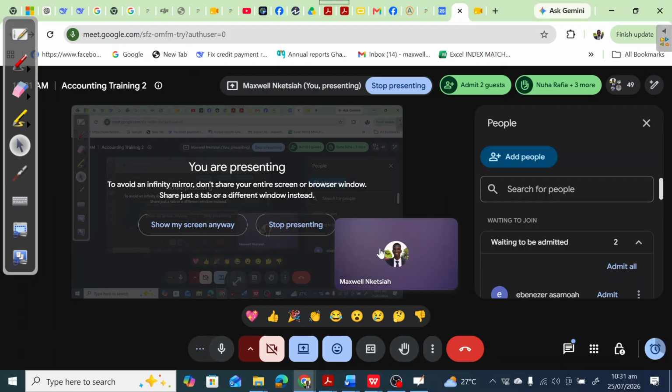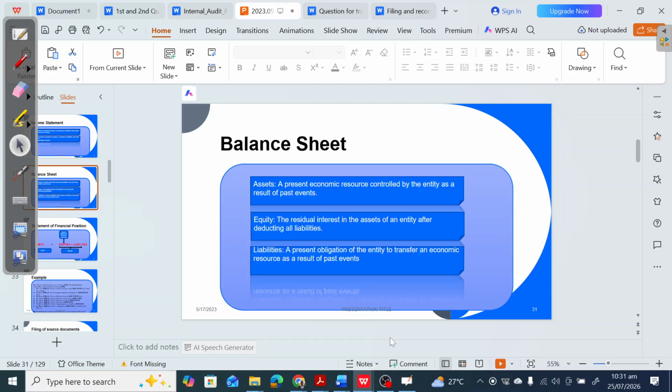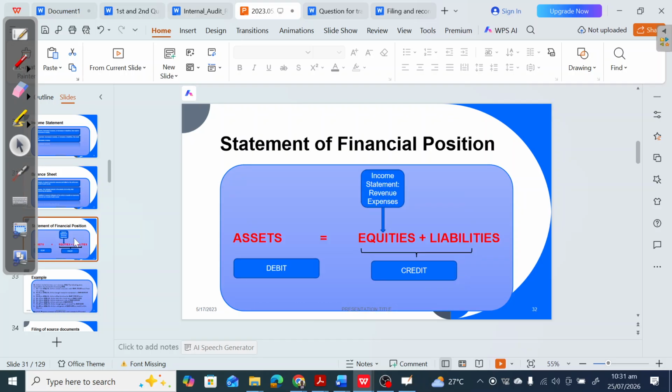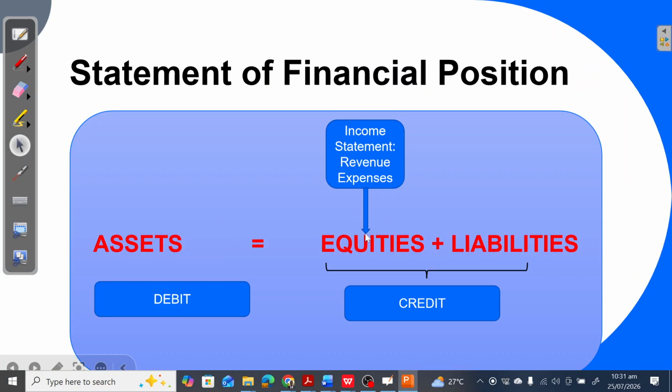Okay. Let's look at the accounting equation: assets is equal to equity and liabilities. So your equity and your liabilities will give you your assets.